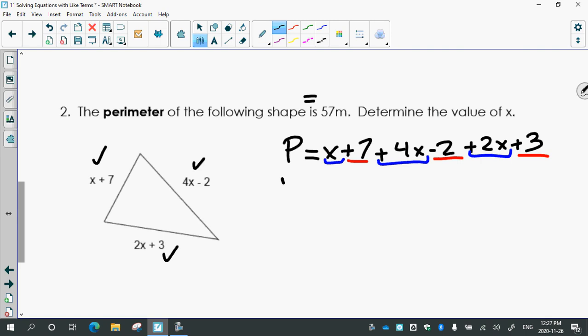So I'm going to line them all up. x plus 4x plus 2x. So that takes care of my x's. Plus 7 minus 2 plus 3.